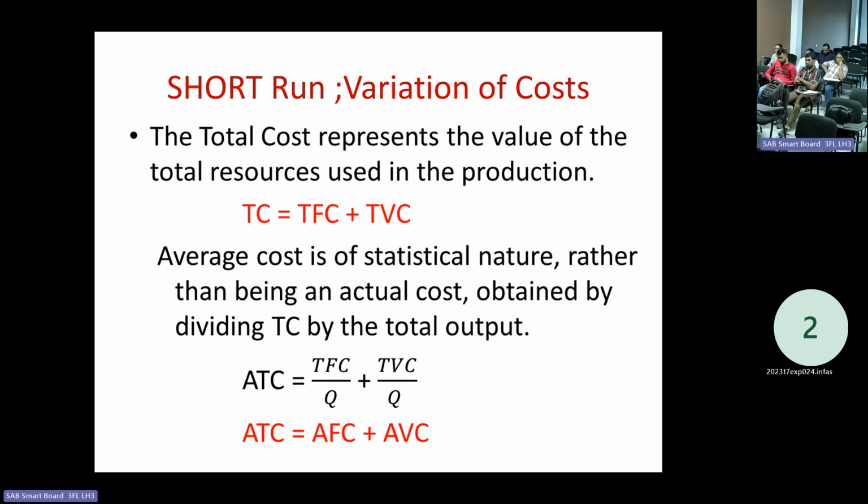Now we know that total fixed cost is fixed, and we divide it by the output. When you increase the output level, what happens? AFC always decreases, because fixed cost is fixed. When you increase the output level, average fixed cost continuously decreases.